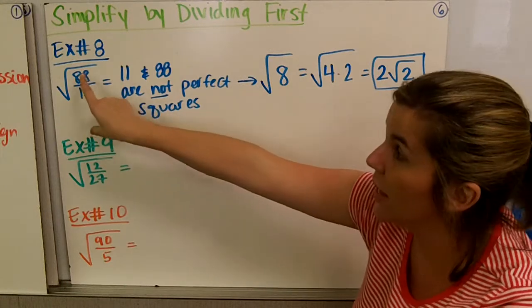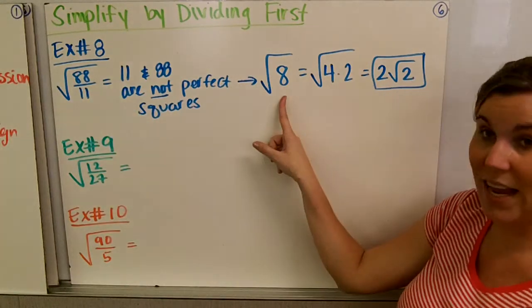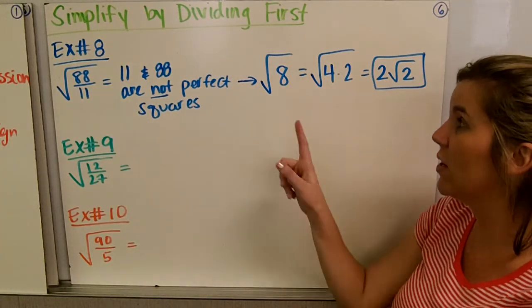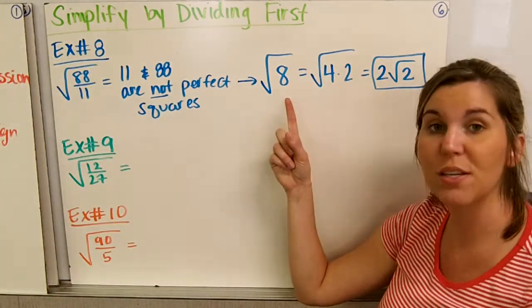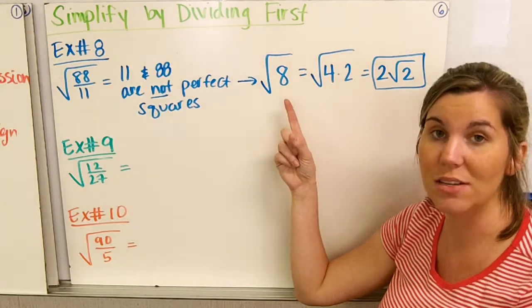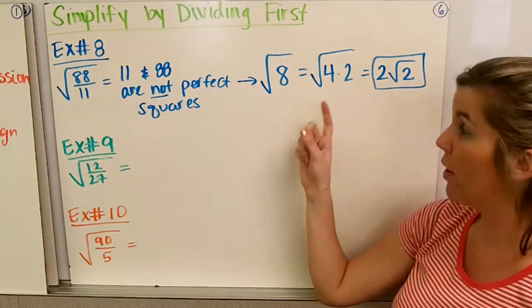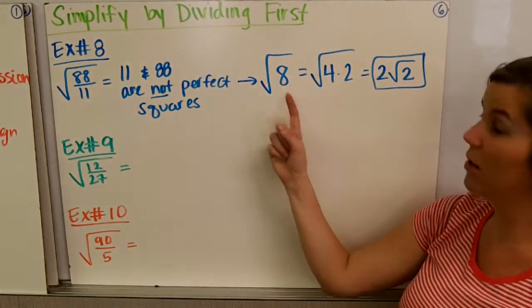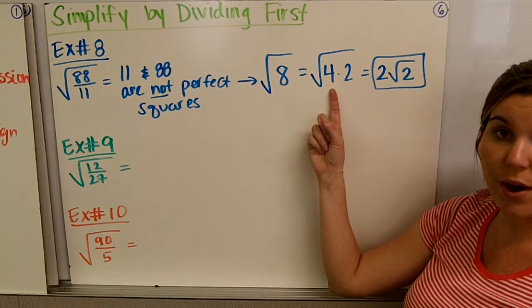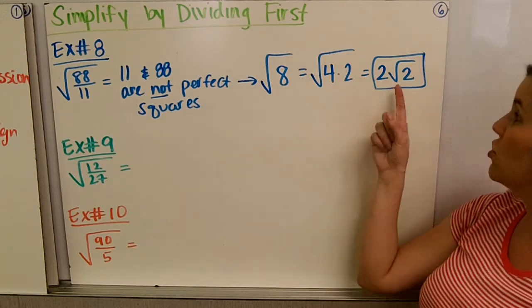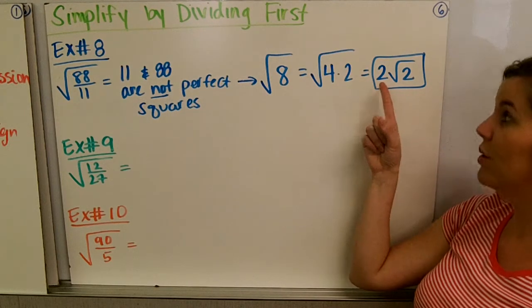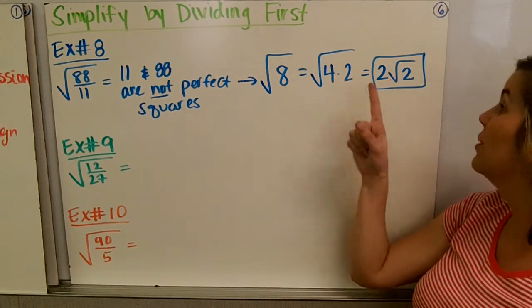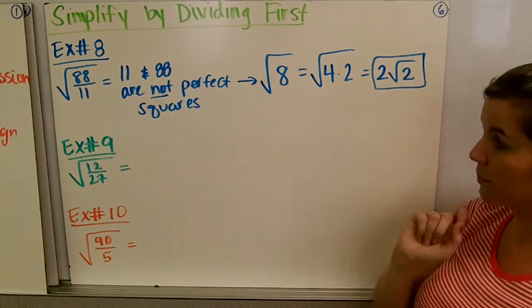So, 88 divided by 11 is 8. The square root of 8. So now I'm looking at the list of perfect squares and I want to know the biggest perfect square that goes in evenly into 8. And that's 4. 4 times 2 is 8. 4 is the perfect square. The square root of 4 is 2. This square root of 4 becomes this 2. However, the other 2 stays inside.